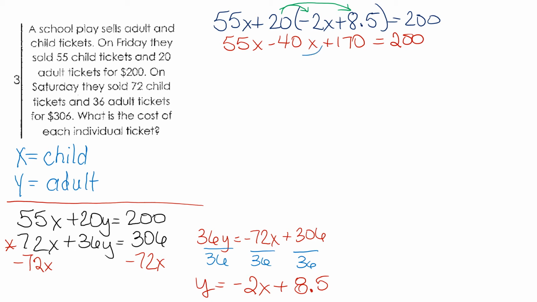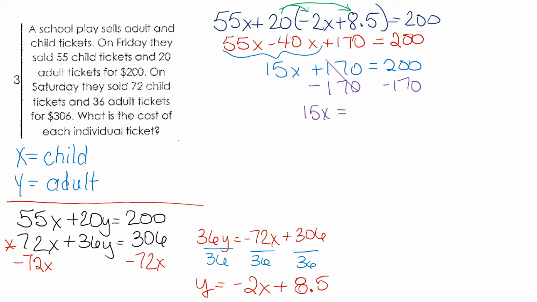We want to combine our like terms. So 55 minus 40 on the x's would be 15. Keep the x. Bring down your other terms. You have a two-step equation, so we want to undo the addition by inverse operations. Subtract 170 on both sides. That leaves me with 15x equals, and 200 minus 170 would be 30. And so then my final step is to divide both sides by 15, and x would be 2.